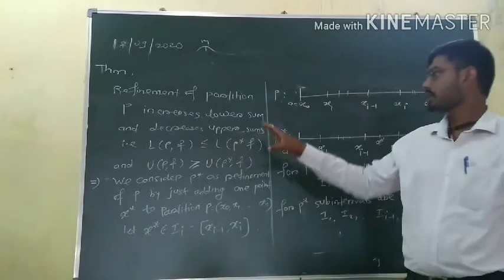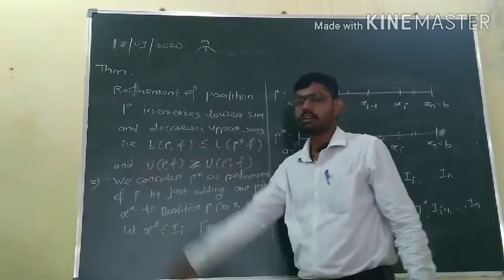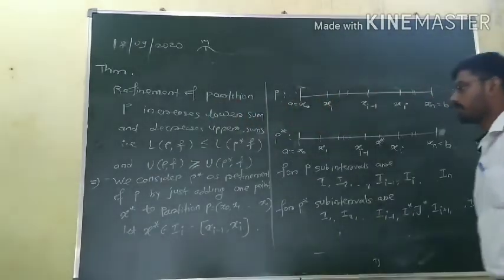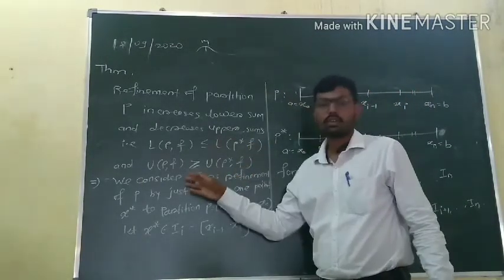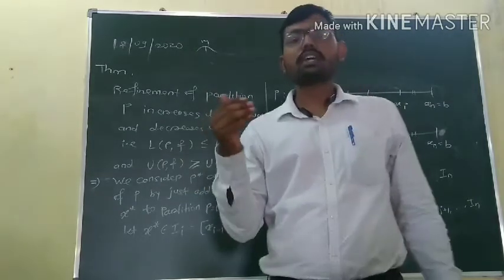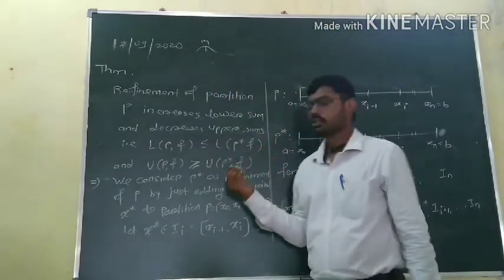So this is one of the important theorems. Okay, so we consider P star as the refinement of P. So what is refinement? We just add some extra element to the original partition.